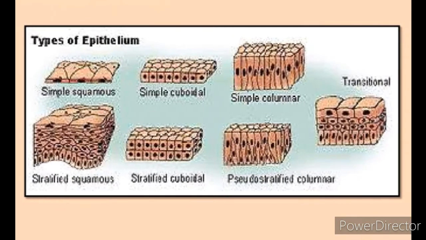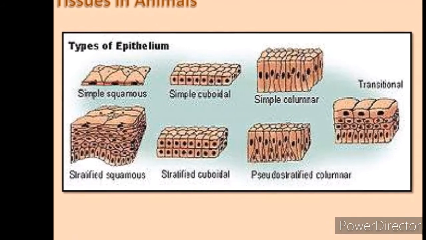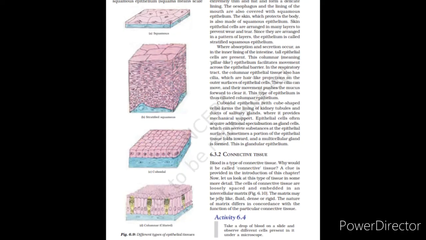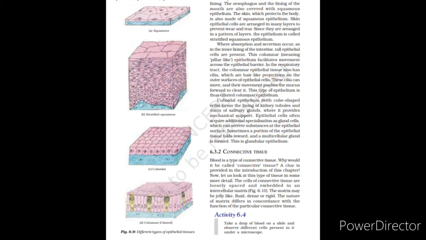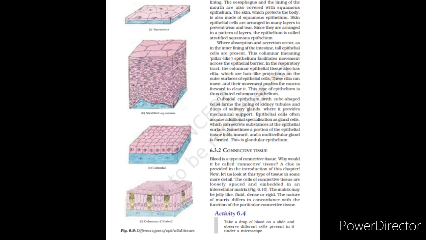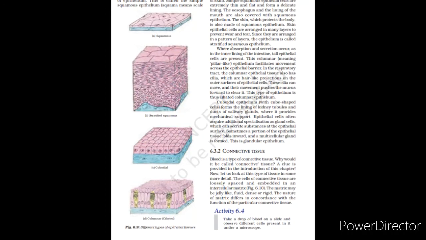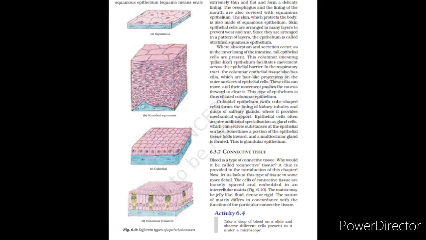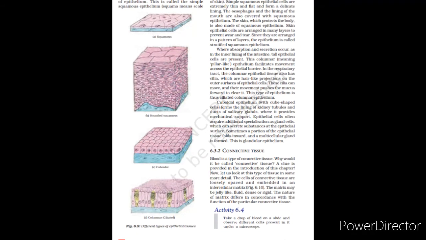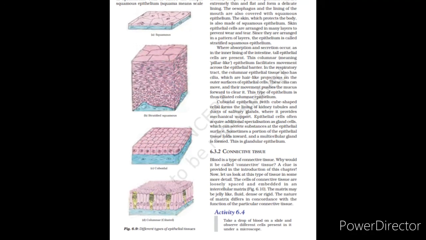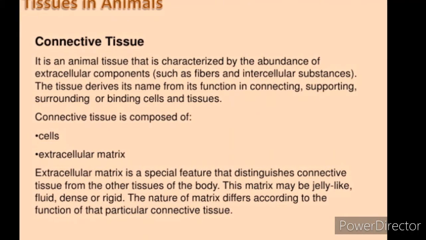In the respiratory tract, the columnar epithelial tissue also has cilia, which are hair-like projections on the outer surface of epithelial cells. These cilia can move and their movement pushes the mucus forward to clear it. This type of epithelium is thus ciliated columnar epithelium. Cuboidal epithelium, with cube-shaped cells, forms the lining of the kidney tubules and ducts of salivary glands, where it provides mechanical support. Epithelial cells often acquire additional specialization as gland cells, which can secrete substances at the epithelial surface. Sometimes a portion of the epithelial tissue folds inward and a multicellular gland is formed. This is called glandular epithelium.